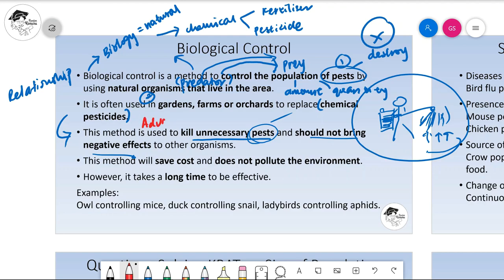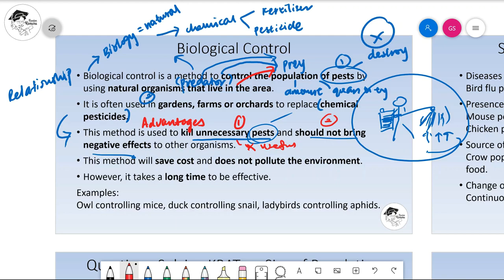So this, by the way, is the advantages. Kebaikan menggunakan biological control: number one, you will be able to kill unnecessary pests. Unnecessary pests means the pest that is not useful for you. Basically, unnecessary maksudnya apa? Not useful for you. You tak nak this pest. That's why it's called unnecessary pest. Killing unnecessary pest, number one. Number two, it will not bring negative effect to other organisms, sebab the hubungan antara predator and the prey is very direct. One predator eats a prey. That's all. Nothing else.